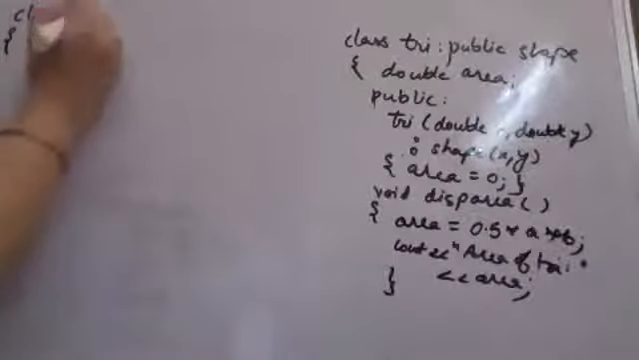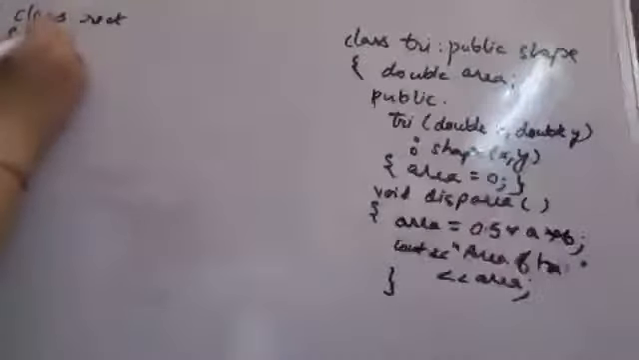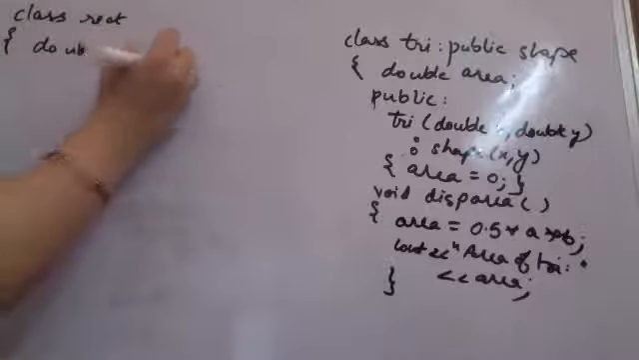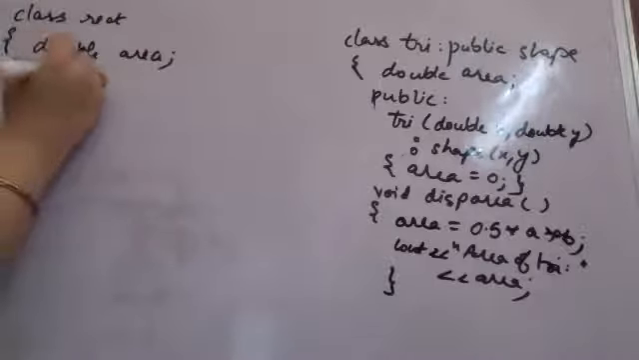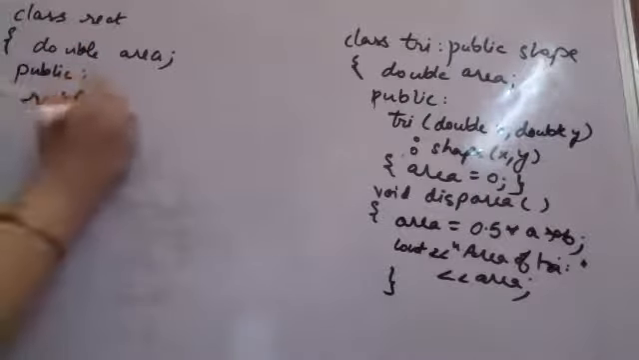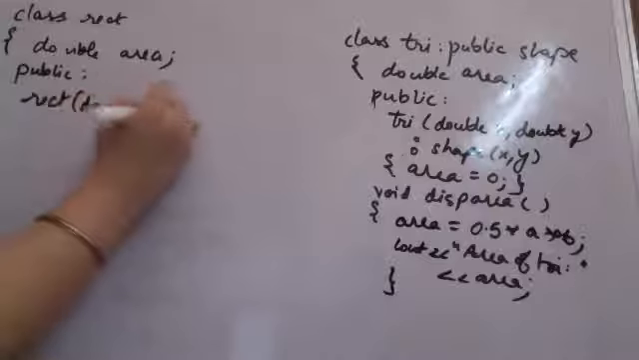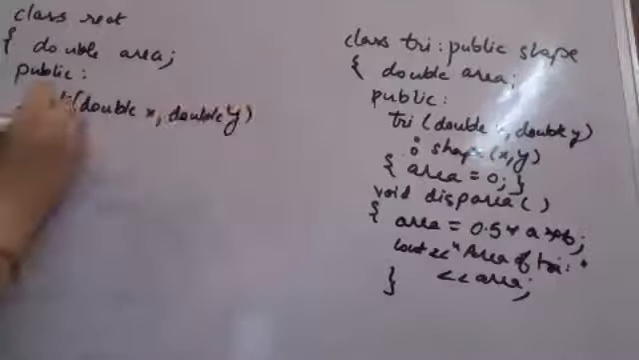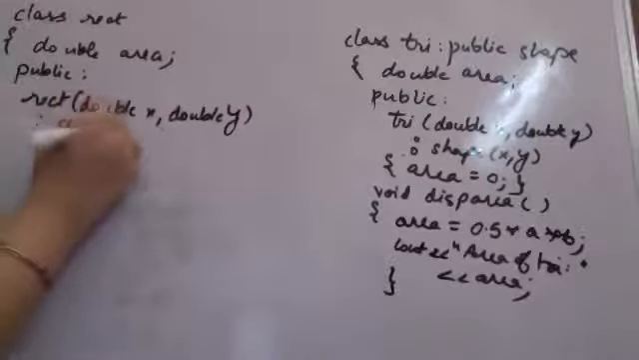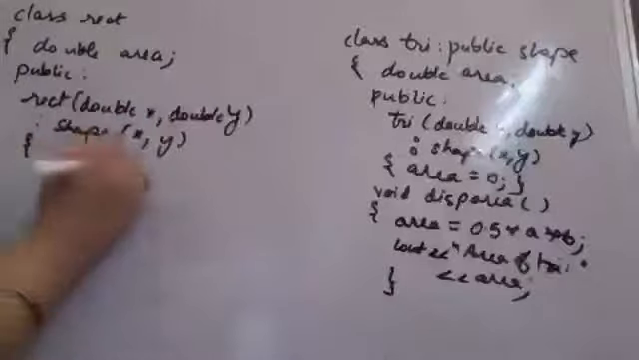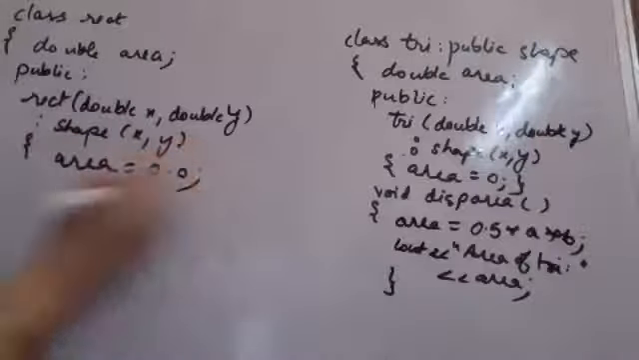So we are having class rectangle. In this class also I'm having a double area. I'm creating the variable here. And here also I'm creating a parameterized constructor having only two values x and y, both of type double. And here also I'm calling the constructor of the base class shape and passing the values x and y here. Within this I'm initializing area to be 0.